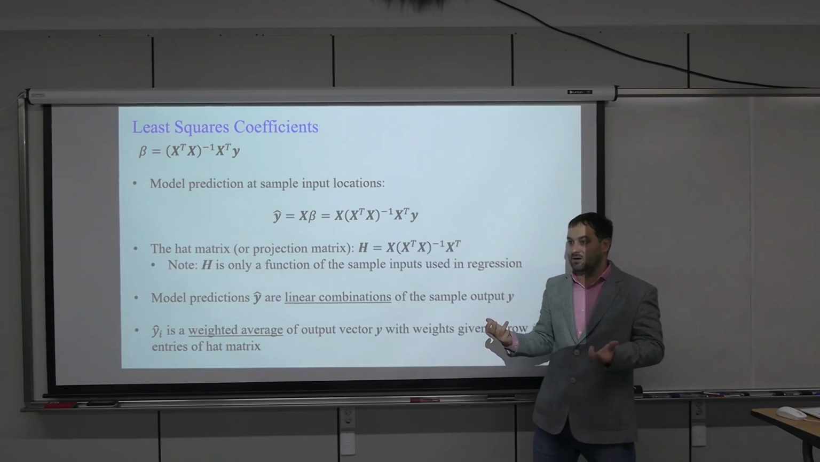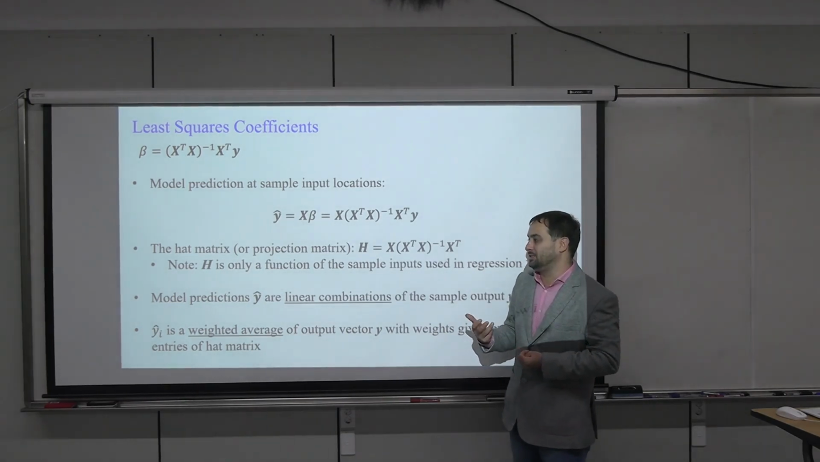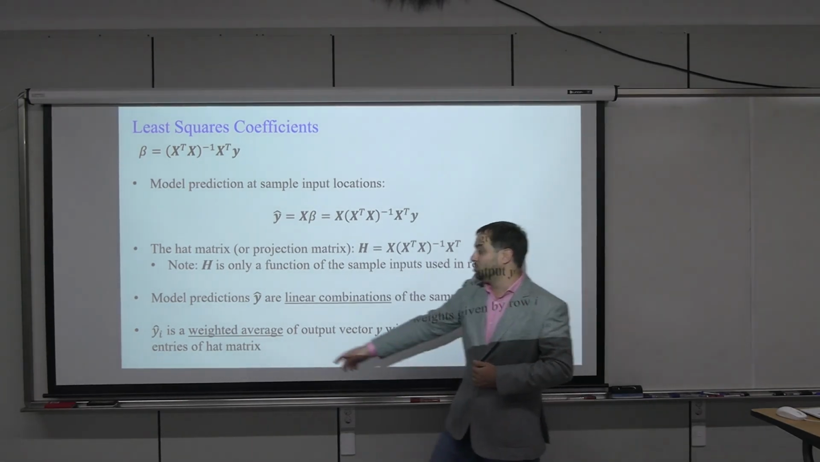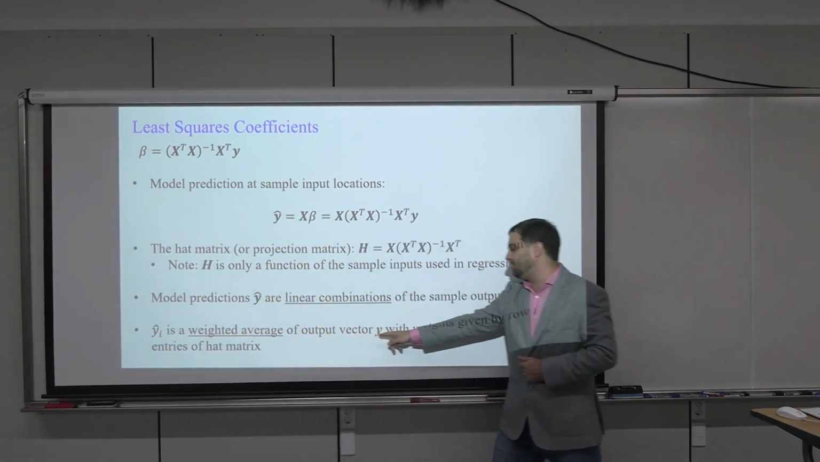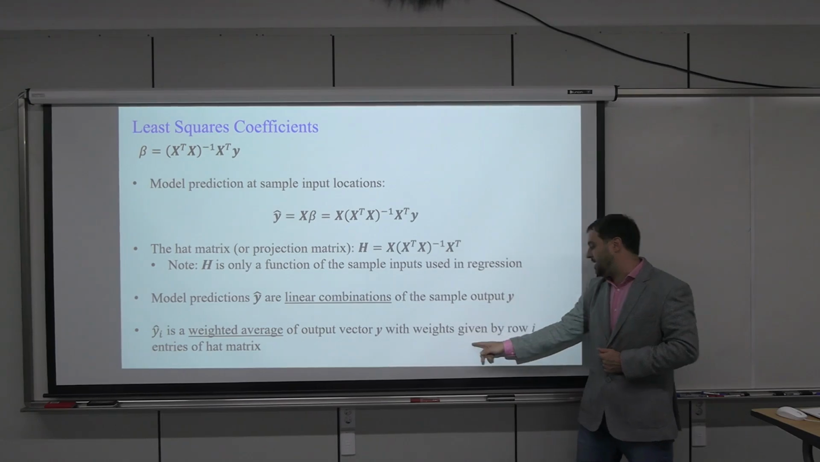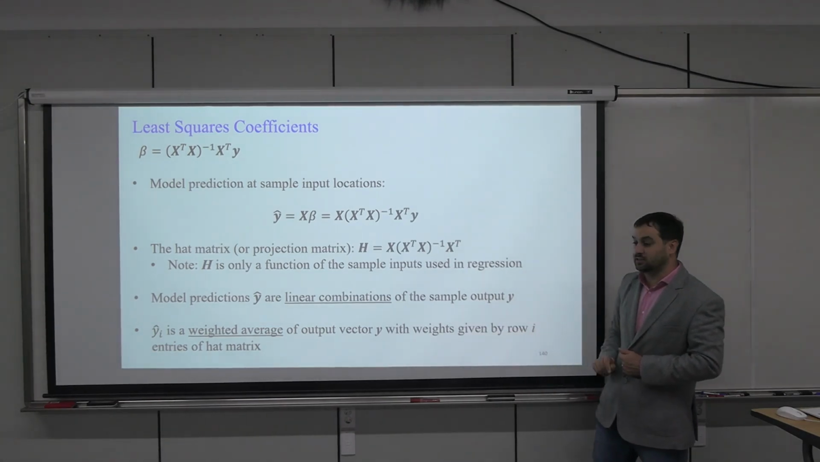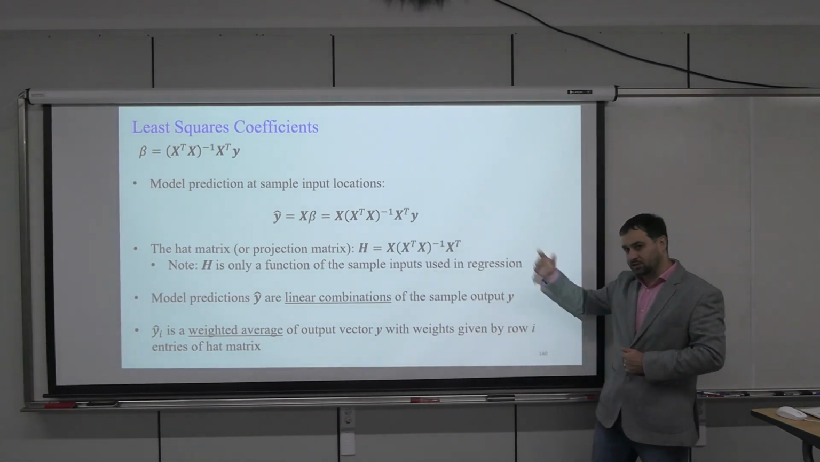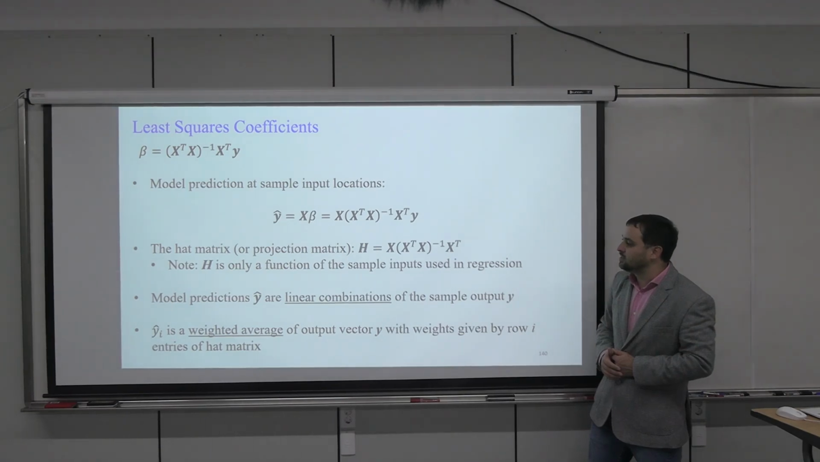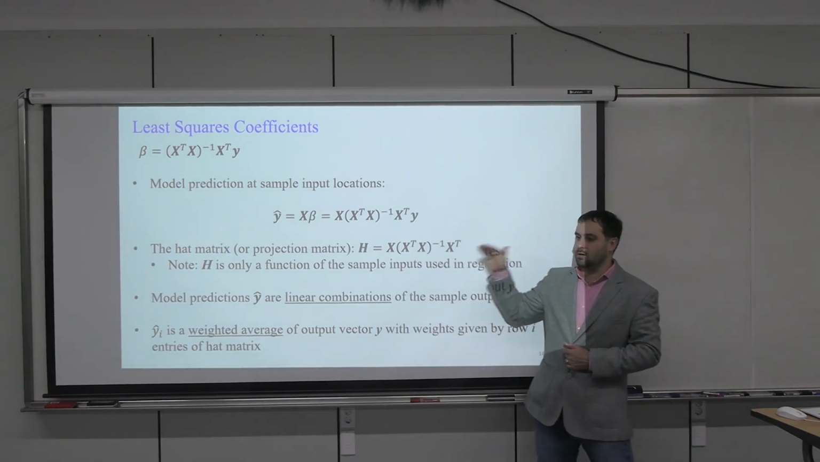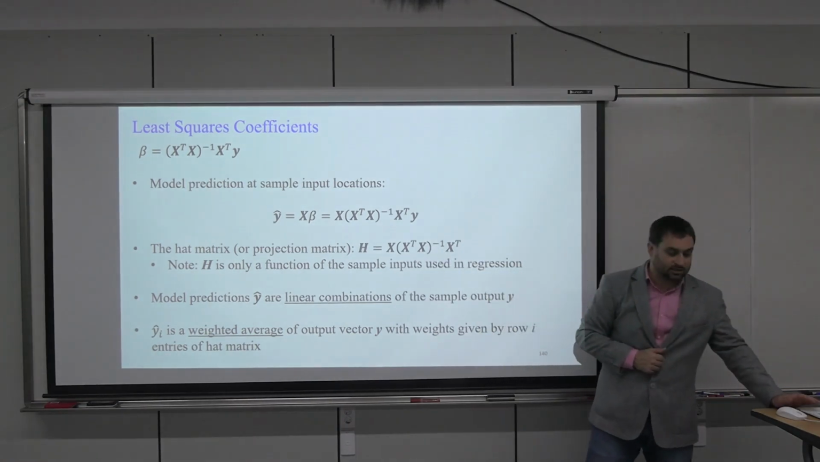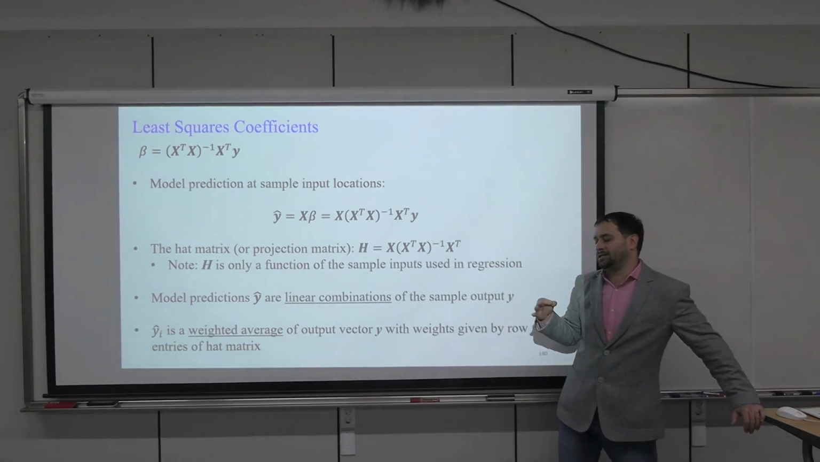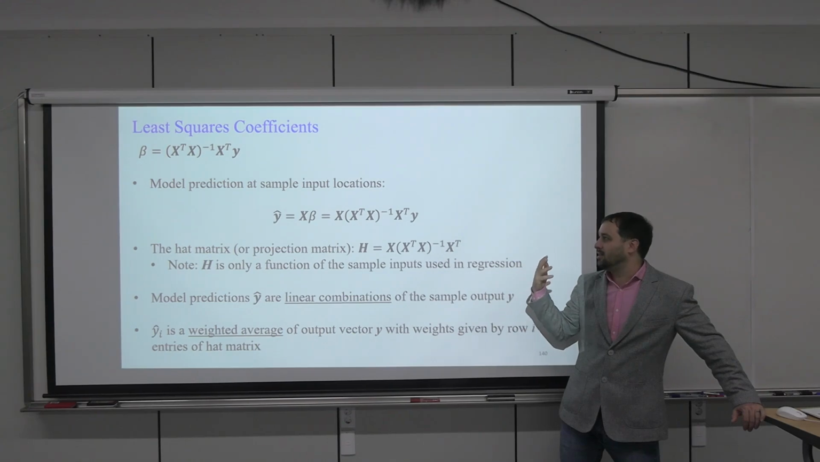And what is a linear combination? A linear combination is essentially a weighted average. So Y hat I is a weighted average of the output vector Y with the weights given by the row I entries of the hat matrix. We'll show that in the next slides. In the model prediction, it's a weighted average of your sample data, and that's why I consider linear least squares regression a type of data smoothing.